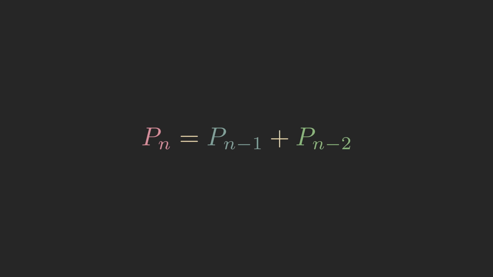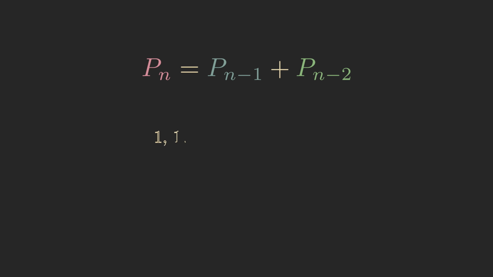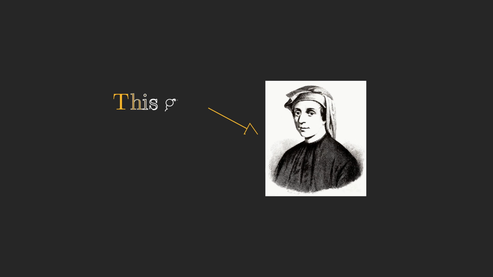Of course, n has to be bigger than 1 for this to work, since there aren't any negative months. But we already know that at month 0 and month 1 we only have 1 pair, so we could define those spots to be 1. With that, the sequence of pairs on each month goes like this, each term being the sum of the previous 2. The sequence is famously known as the Fibonacci sequence, named after its discoverer, Leonardo Fibonacci, who posed this problem in the 13th century.